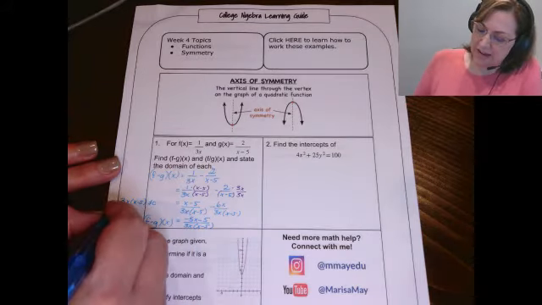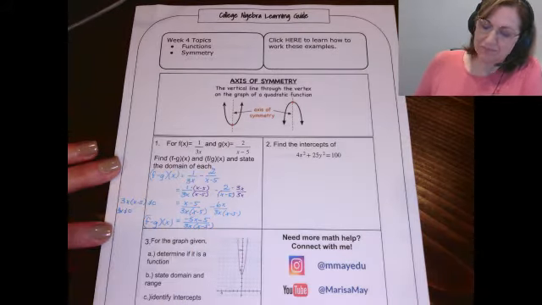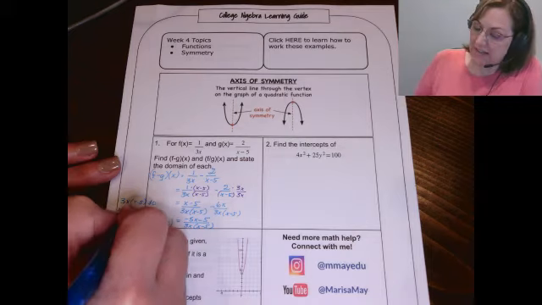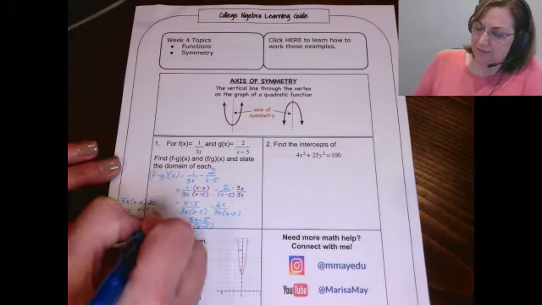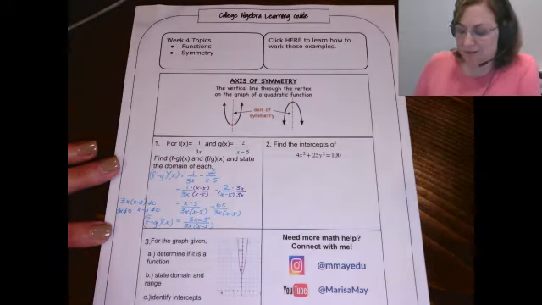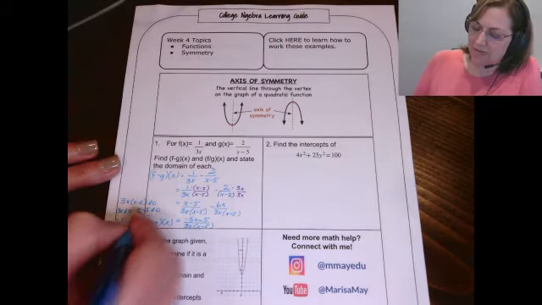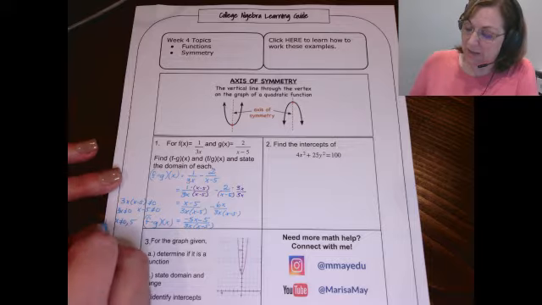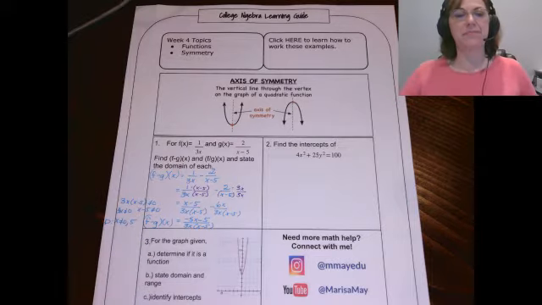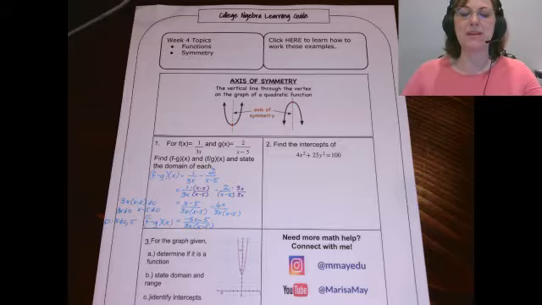Well, that means that 3x can't be 0 and x minus 5 can't be 0. So x cannot be 0 and x cannot be 5. That is my domain for this problem. My domain is that x cannot be 0 and x cannot be 5.